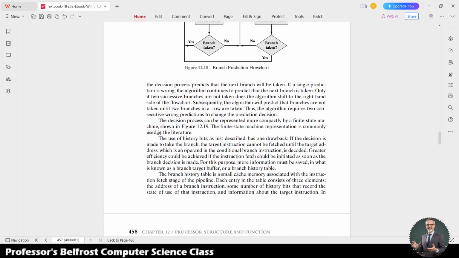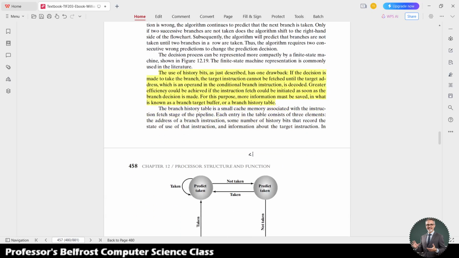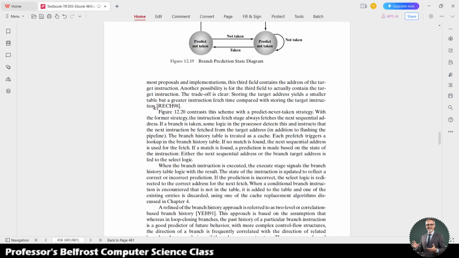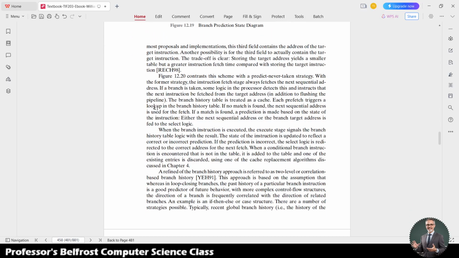There is one drawback when we use history bits: if the decision is made to take the branch, the target instruction cannot be fetched until the target address, which is the operand in the conditional branch instruction, is decoded. The branch history table is a small cache memory associated with the instruction fetch stage of the pipeline. This is another state diagram that maybe you want to see.